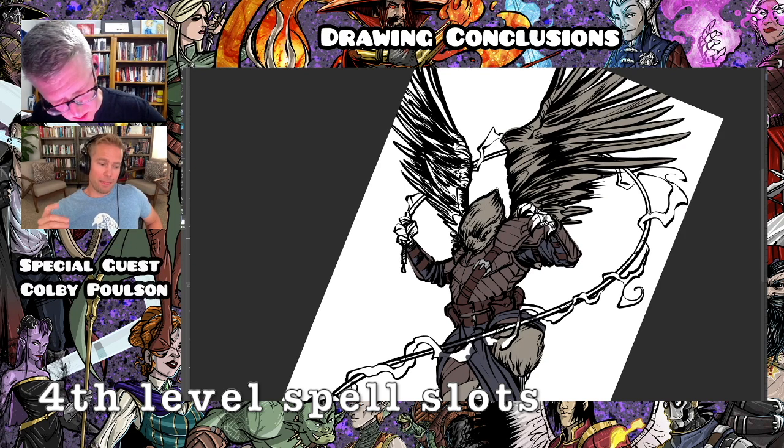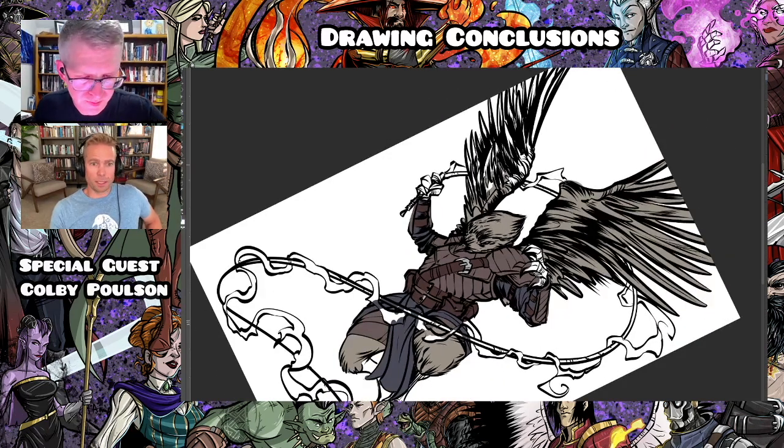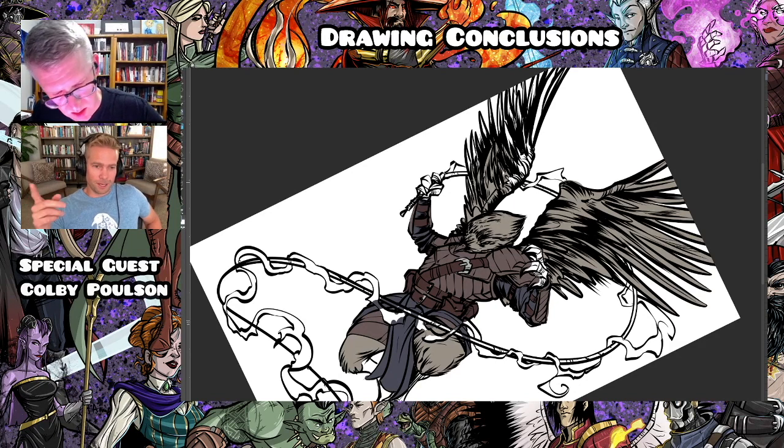Sure. We also have 4th level spell slots now, just one, but we have a 4th level spell slot, and that's as high as Divine Smite goes. It caps at 5d8, so we are capped now for our smite damage. Again, we only have one of them, but we'll get more later.